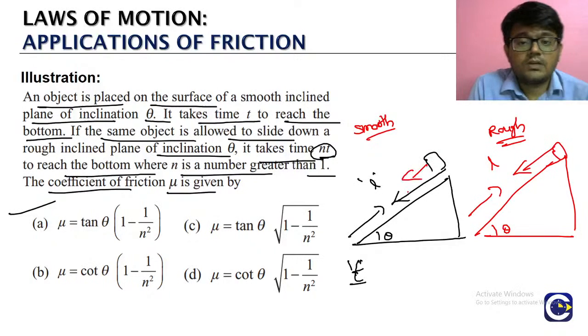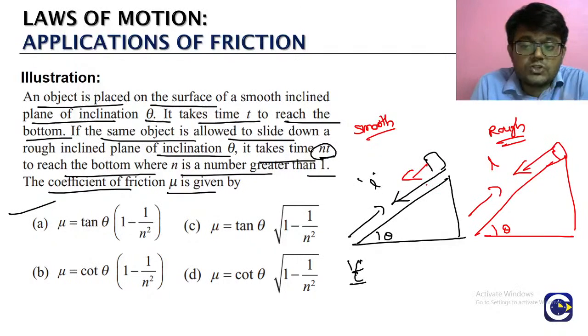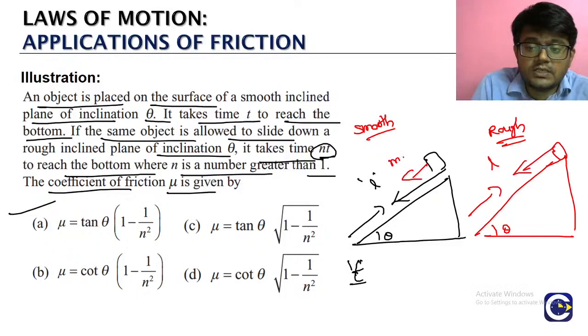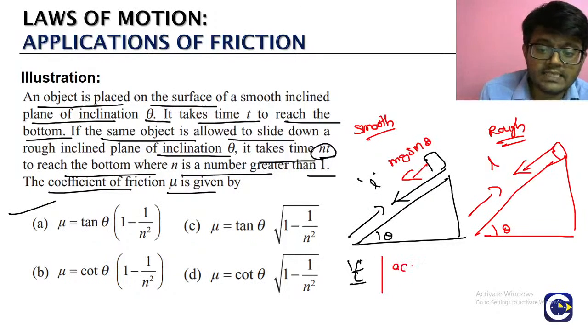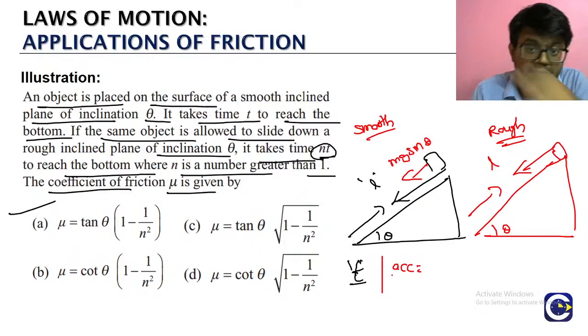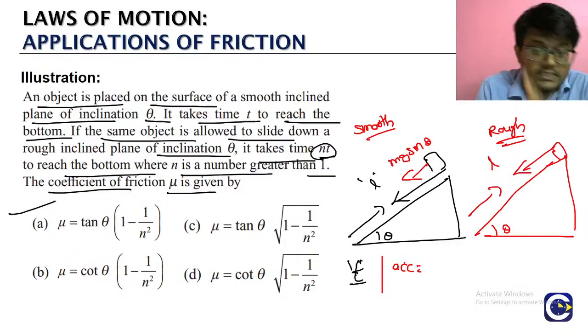The component of weight which will be along the inclined plane is what? Mg sin theta. This is what is actually making the block slide down the plane, correct? What is the acceleration coming because of that along the plane? We are looking at the acceleration along the plane.